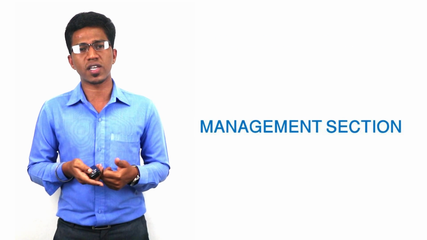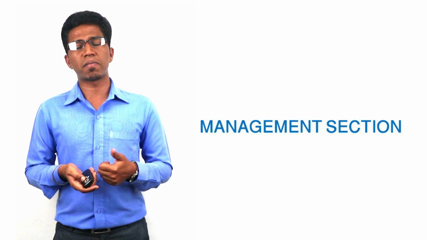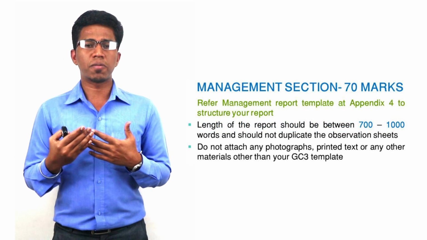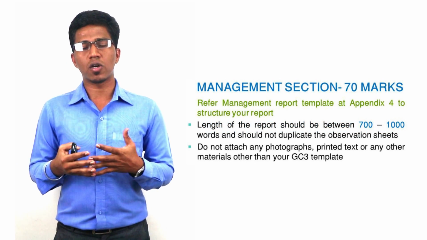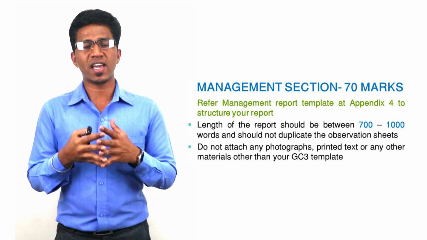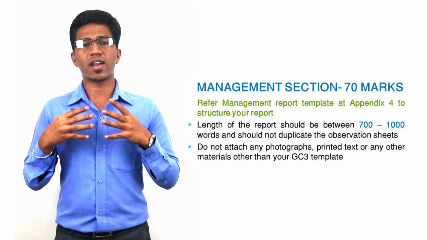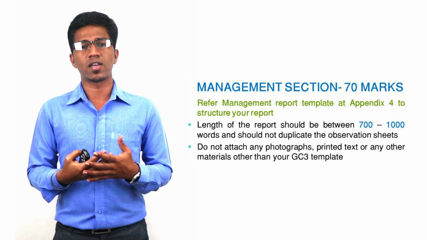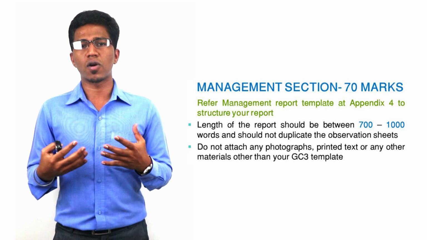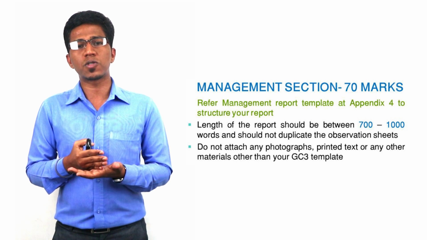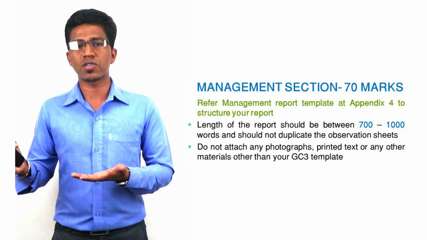We'll move to your next section, that's management. Like I said, management starts with your introduction part. These are things that you need to keep in mind before starting management. This management report has to be concise. You're not supposed to write excessive wordings and make it so elaborate. Be crisp and clear with what you're explaining. The word limit for the management section is 700 to 1000 words.